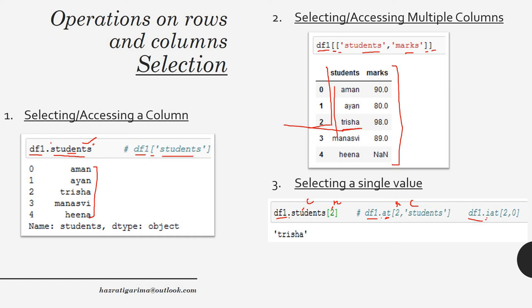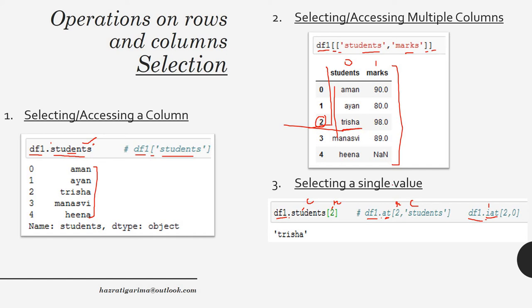Now next one, iat. If you are using iat, where i means index, then in square brackets we give the index of that row and column. So here the row index is 2 and the column index is 0, so our index is 2, 0. All of these give the value Trisha.